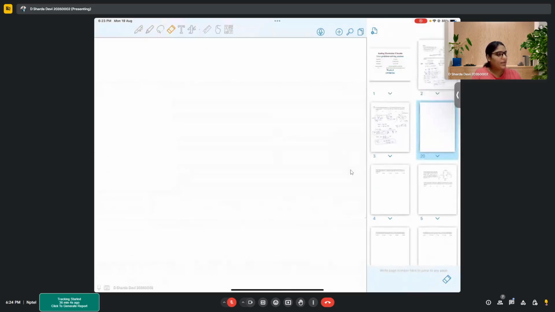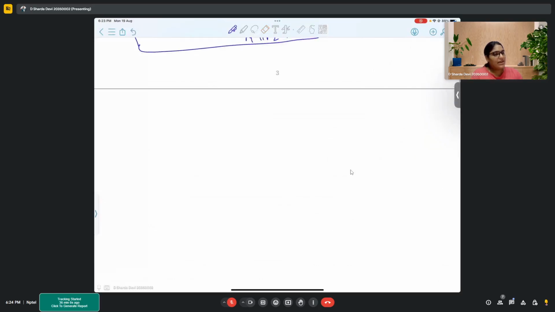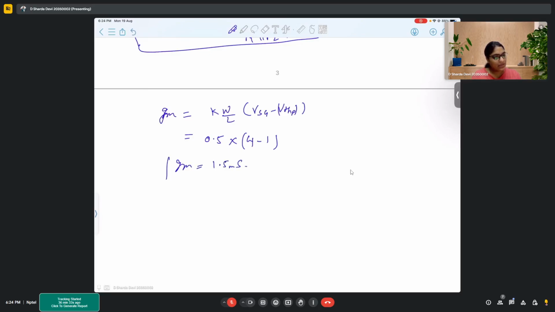Yeah. So first of all, let's find GM. So how do we find GM? GM is KW by L times (VGS minus VTH), correct? From the formula, this will be 0.5 into (4 minus 1). So that is 3. So GM is 1.5 millisiemens.